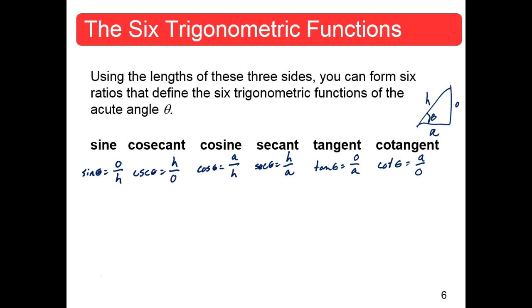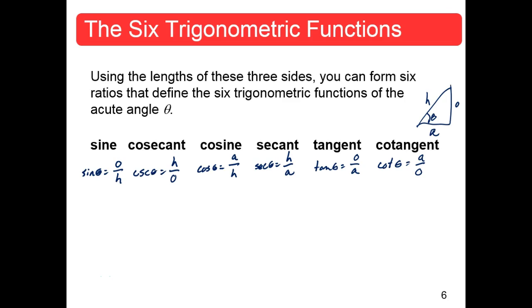Now, what I want to point out to you is this. If we were dealing with a unit circle, the radius would always be the hypotenuse. And what's the radius on a unit circle? 1. So if you put a 1 in here, then your y value is the opposite side, your x value is the adjacent side. So this gives you y, that gives you x, this gives you y over x. That gives you x over y, this gives you 1 over x, and this gives you 1 over y.